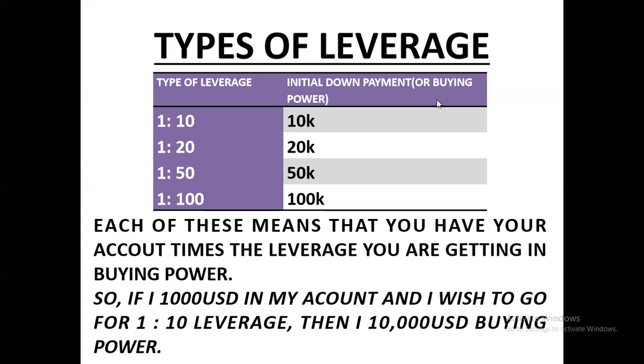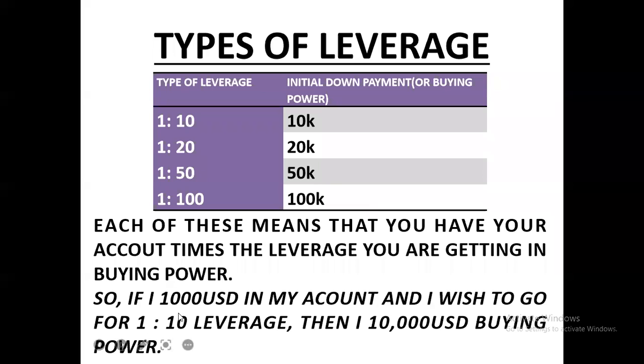Or you're working with 1 to 100, and you have $400,000 or naira or whatever currency you're working with to deposit. So each of these means that you have your account and the leverage you are getting is a buying power. So if I have 1,000 US dollars in my account and I wish to go for 1 to 10 leverage, then I have 10,000 US dollars buying power.